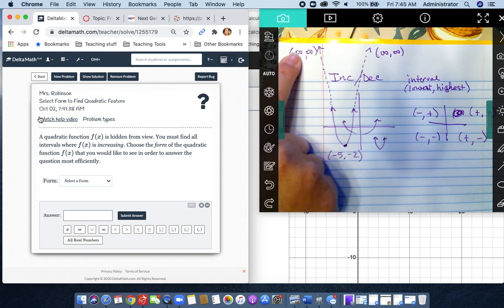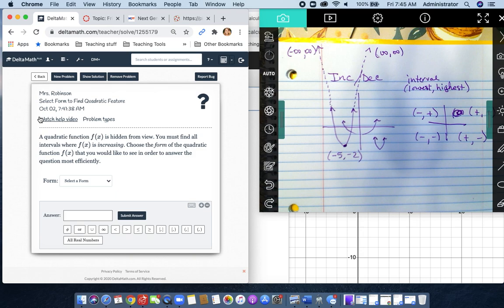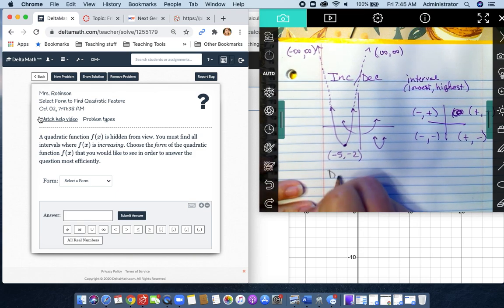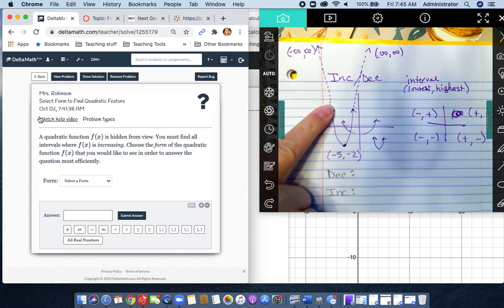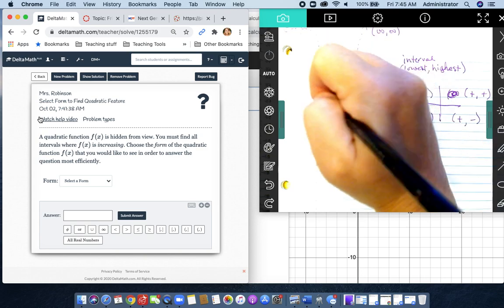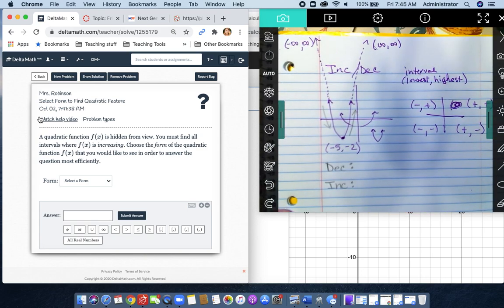Okay, so for negative infinity, my y's here are decreasing, then increasing. So when I ask you for the decreasing or the increasing interval, you have to think, if I trace it, here I am decreasing, and on this side I am increasing. So write those arrows on your graph in your notes.